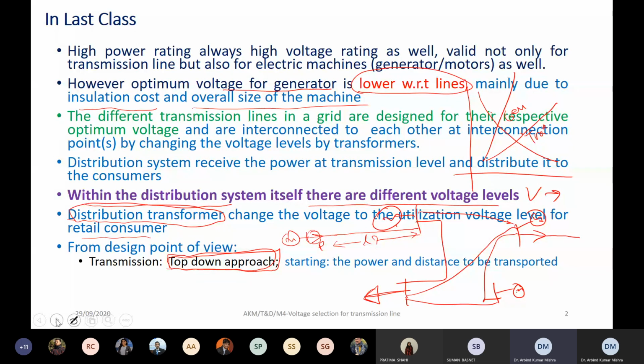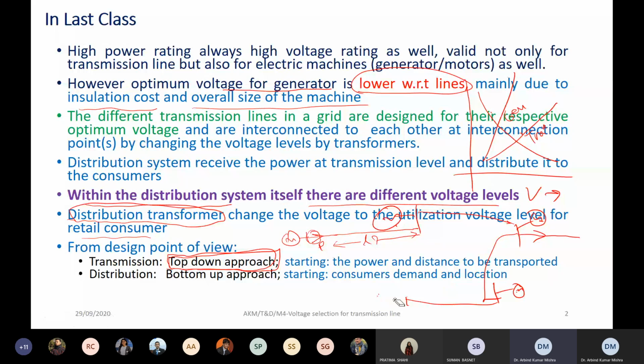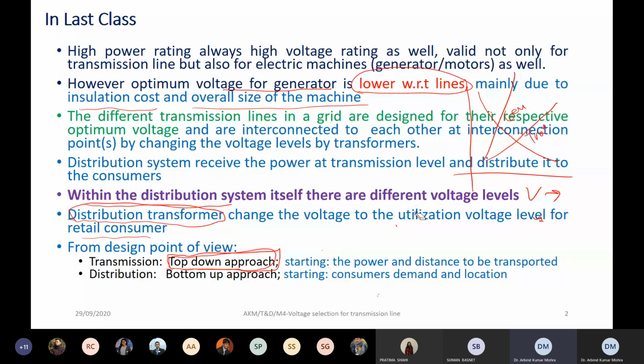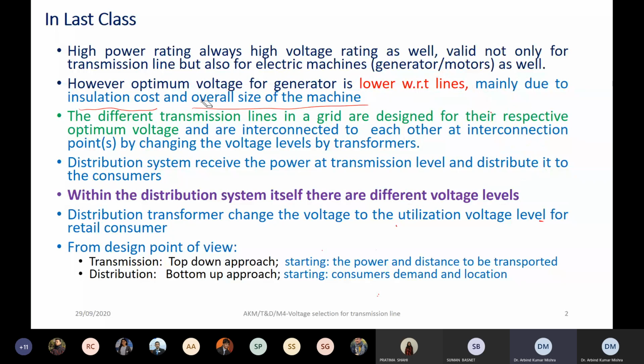However, for distribution system design, this approach is exactly the reverse. Why are you building the distribution system? To feed power to the consumers. So you must know who your customers are, who is buying your electricity, for what purpose, and in what amount, and then you start from that. The starting point for the distribution system is the consumer. We may have consumers at different places.